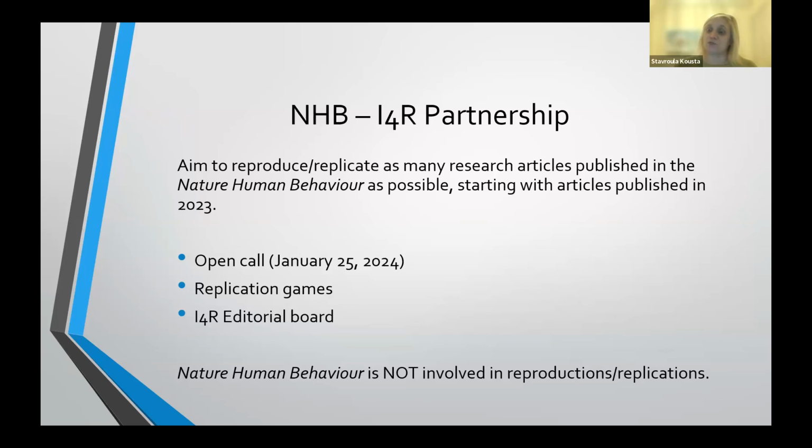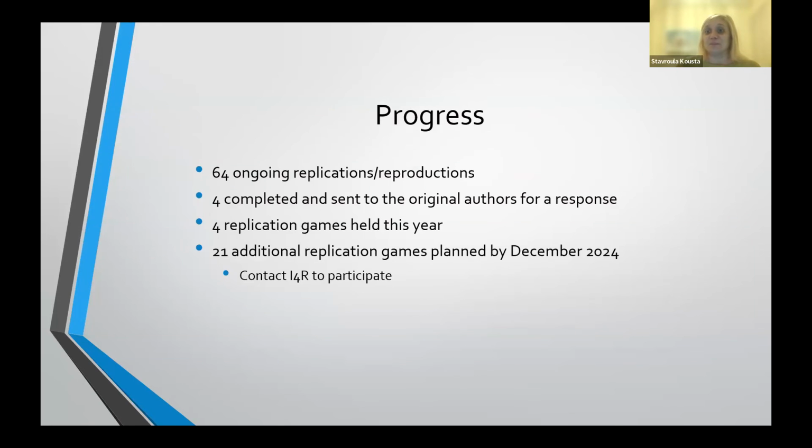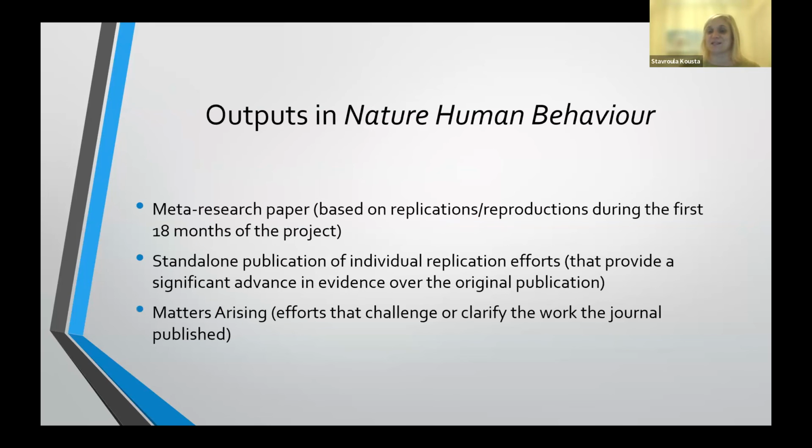Our role is to facilitate, where necessary, code and data sharing according to the availability statements in the papers we publish. And Abel tells me that there are 64 ongoing replications or reproductions. A further four have already been completed and sent to the original authors for a response. The Institute has held 4 replication games this year and also intends to hold a further 21 through to the end of the year. And everybody is welcome to contact the Institute in order to participate.